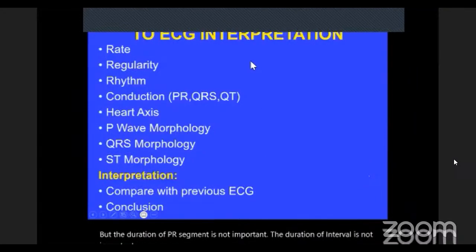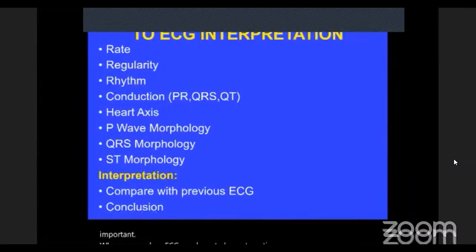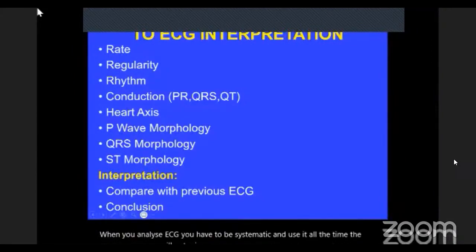Okay. When you analyze ECG, you have to be systematic and use it all the time the same way, so you will not miss any information. Usually, I prefer to start with the 3 R's. Number 1, the heart rate. If you start with the rate, it can tell you if the patient is within the normal range, which is 60 to 100 beats per minute, or if the patient is bradycardic, less than 60, or tachycardic, above 100.